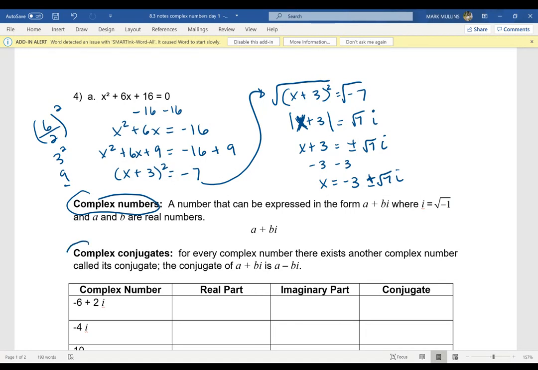We also have this thing called conjugates. For every complex number, there exists another complex number called its conjugate. The conjugate of a plus bi is a minus bi. So we change the sign on the imaginary part to find the conjugate. And these are going to be really important tomorrow.